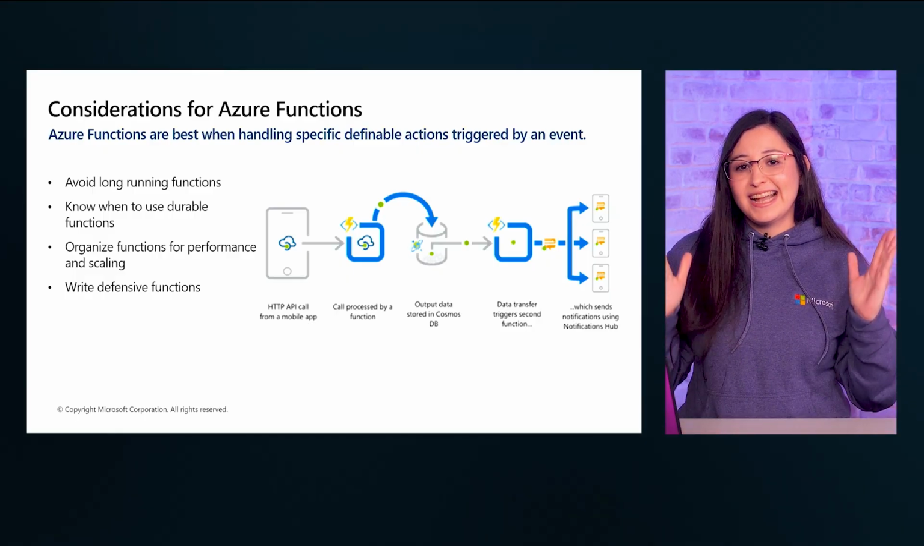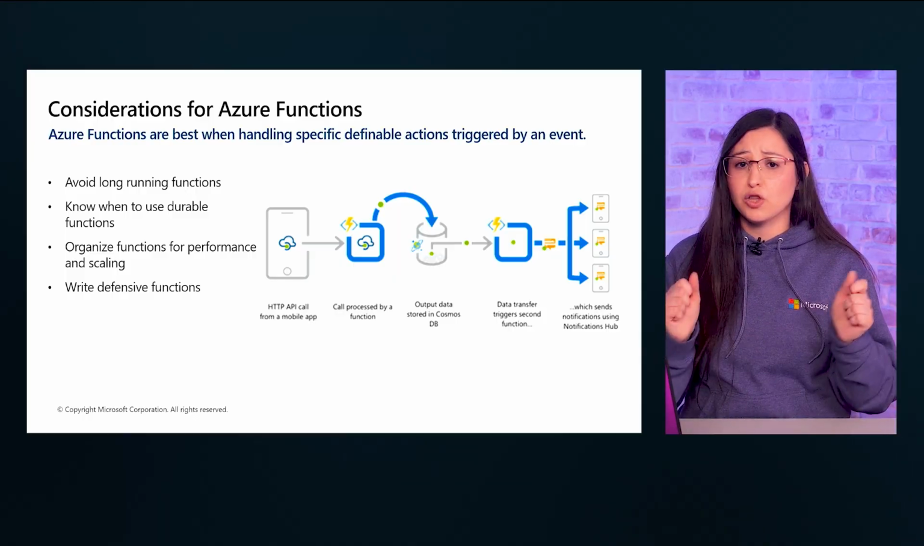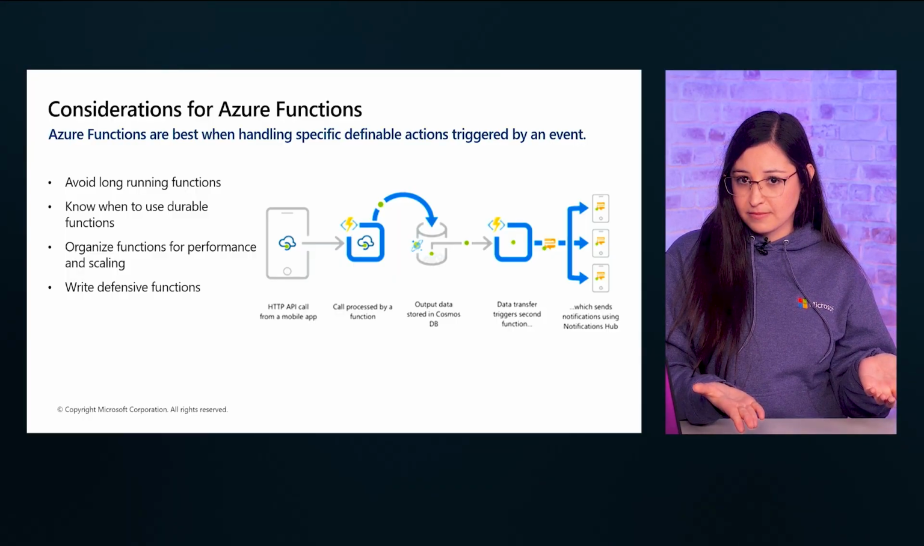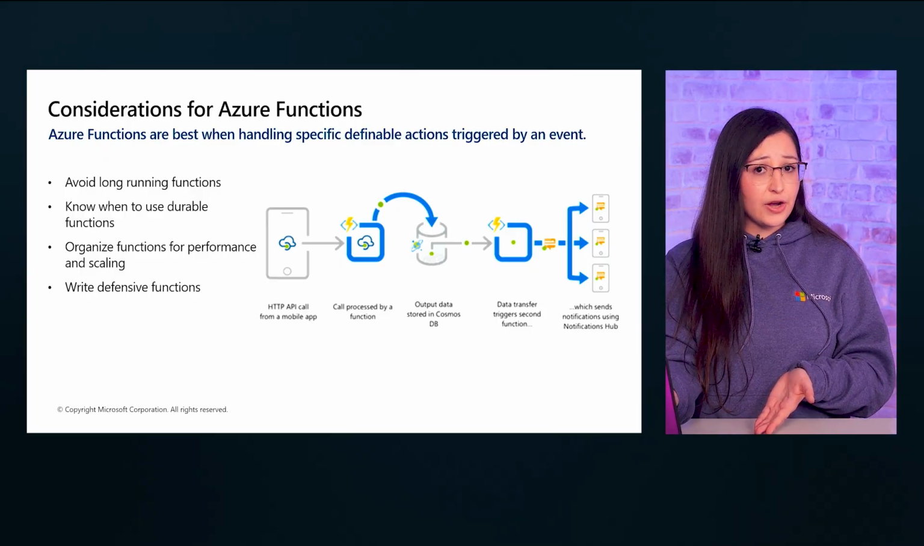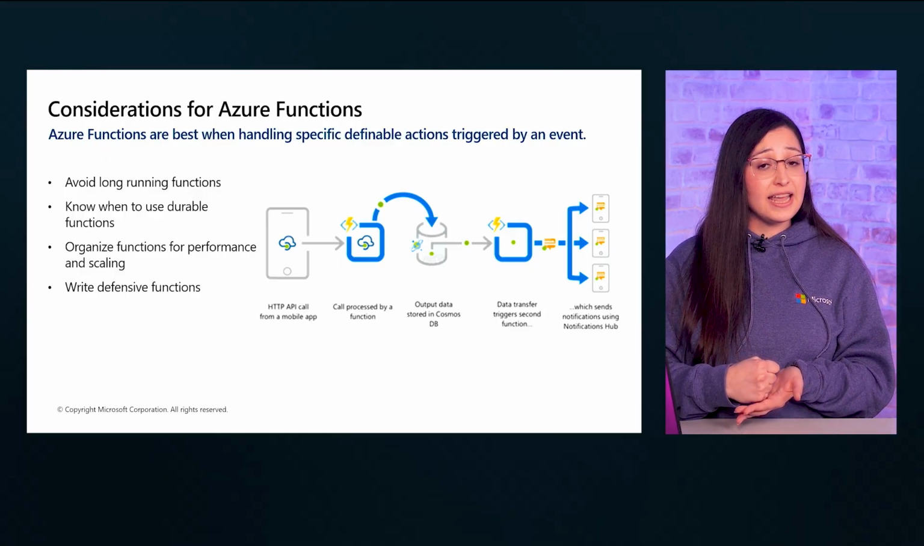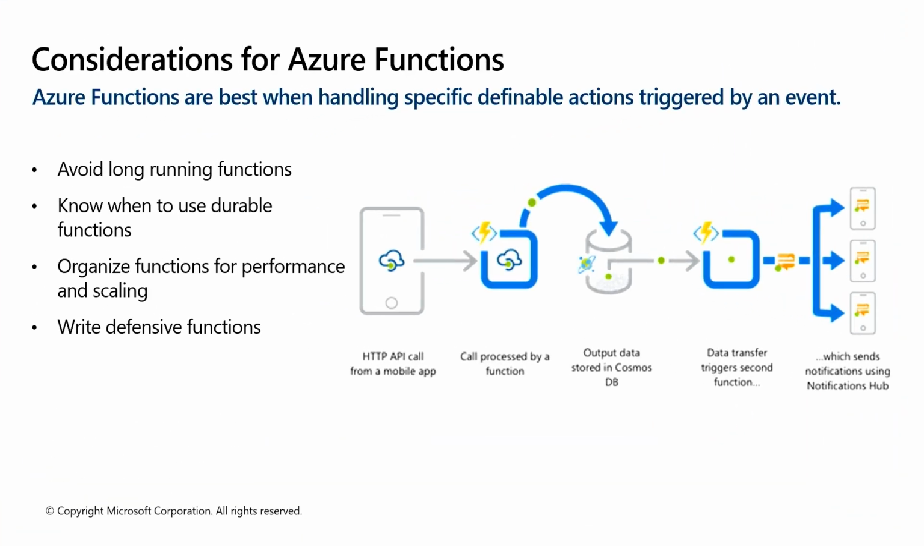Azure Functions is an ideal solution for handling specific, definable actions triggered by an event. For example, a function can process an API call and store the processed data in Azure Cosmos DB. After the data transfer happens, another function can trigger a notification.